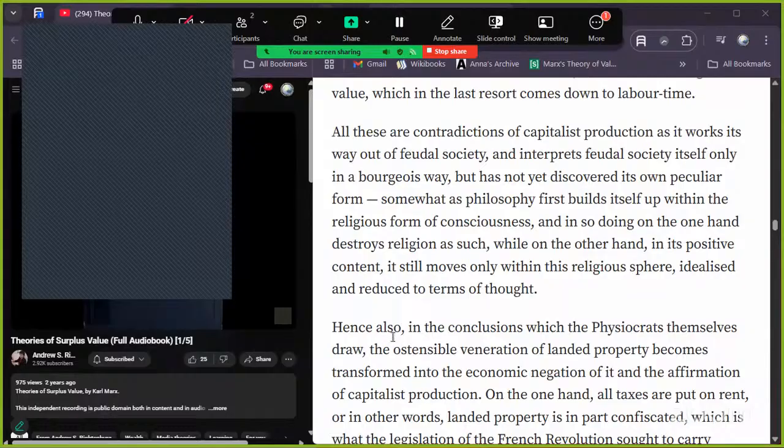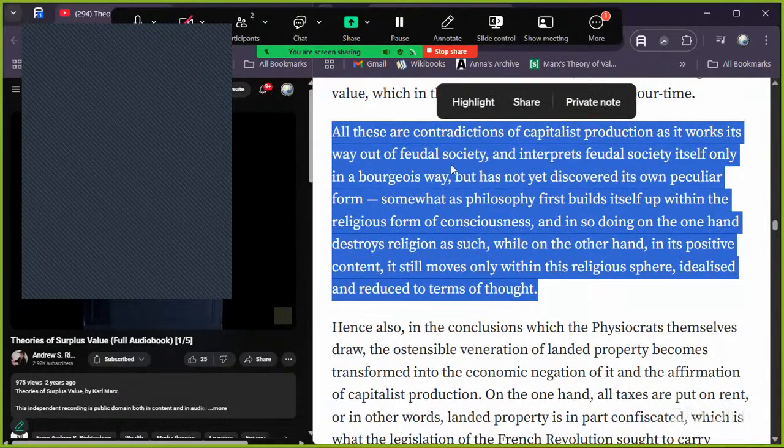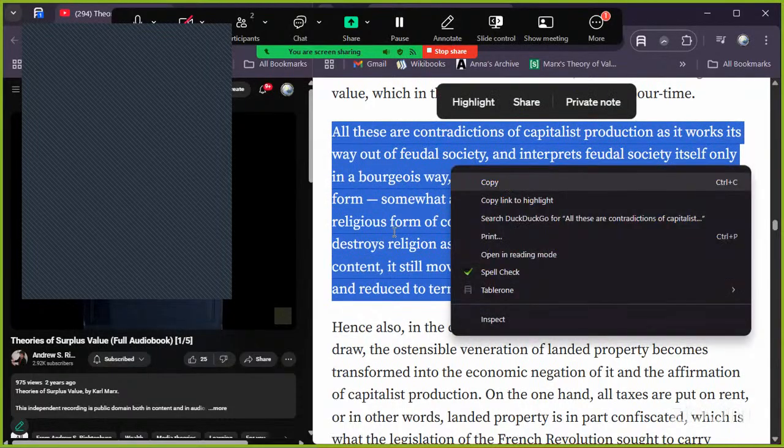All these are contradictions of capitalist production as it works its way out of feudal society, and interprets feudal society itself only in a bourgeois way, but has not yet discovered its own peculiar form, somewhat as philosophy first builds itself up within the religious form of consciousness, and in so doing, on the one hand, destroys religion as such, while on the other hand, in its positive content, it still moves only within this religious sphere, idealized and reduced to terms of thought.